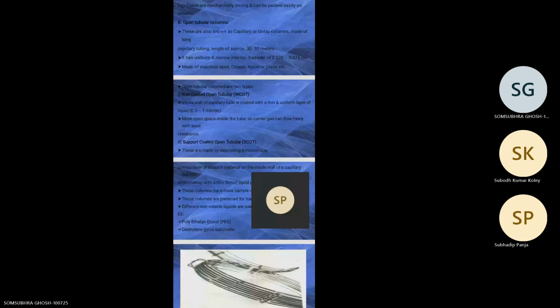Now this type of coating of liquid inside the wall of the column is a very specialized technique. By this we can get a very thin film of liquid, like 0.5 micron thickness of the liquid. So ultimately 99.99% of the inner portion of the column will be open. So gas can move very easily. So the sample can also be carried by the mobile gas, and the interaction between the mobile gas and the sample with the system will move. So the separation will take place very easily.